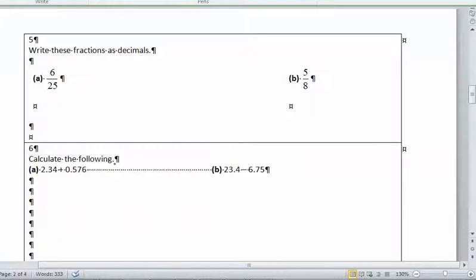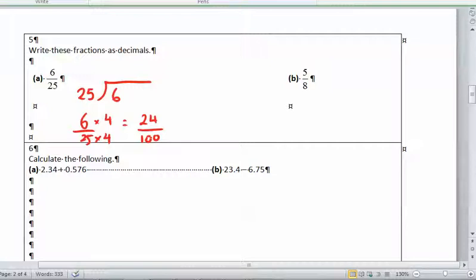Write these fractions as decimals. Now, there's a few ways you can do this. First of all, you can do your long division, 6 divided by 25. Another thing you could do is, well, with a fraction, if I multiplied the bottom by 4 to get to 100, and I multiplied the top by 4, then we've got 24 over 100.